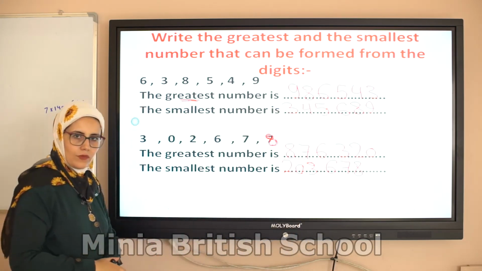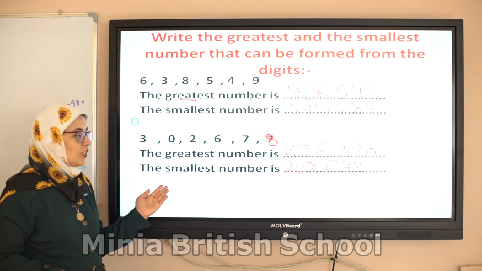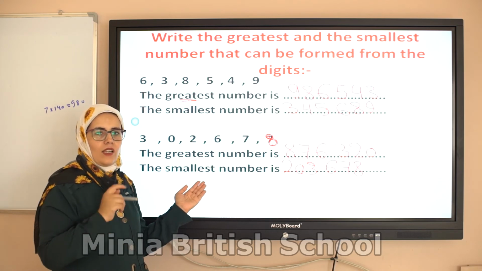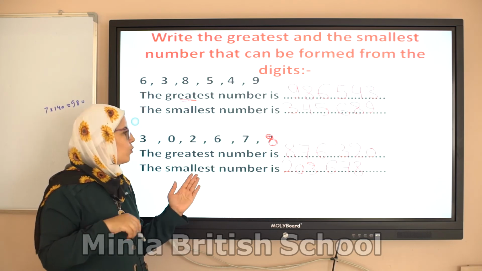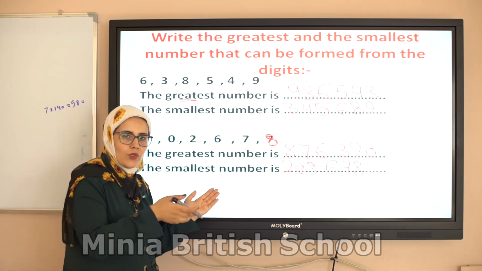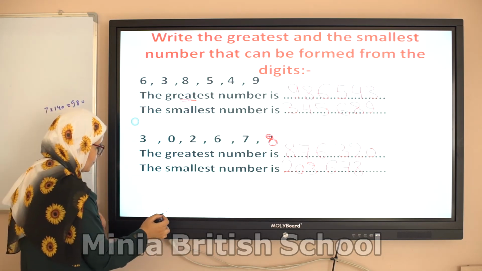That's it. So in the case of 0, when we form the smallest number, we can't write 0 first. 0 will be in the second place value. So we will see what is the smallest number after 0 and we will write it. And then we will write 0 in the second place value. And then we will complete our arrangement.